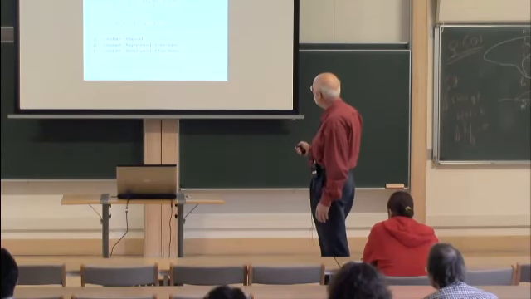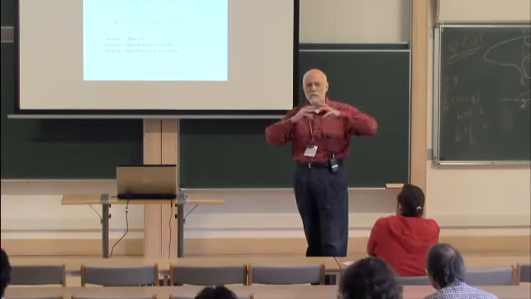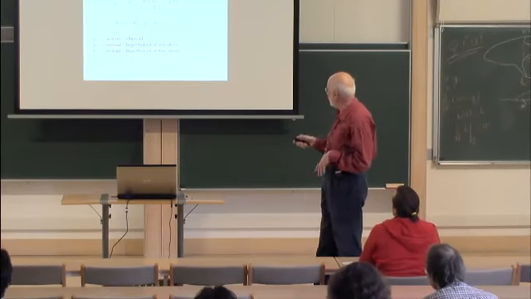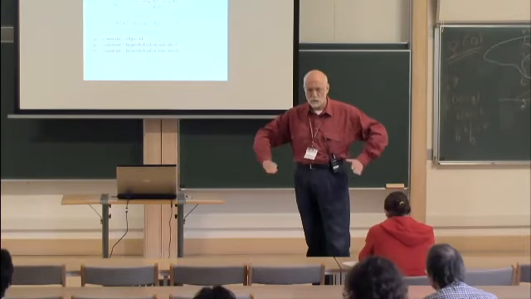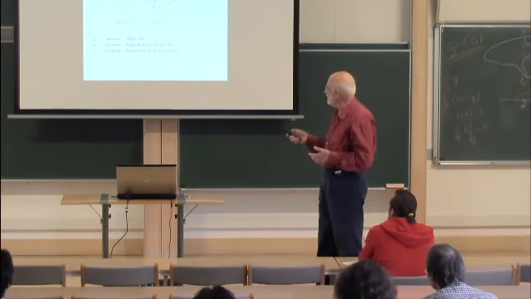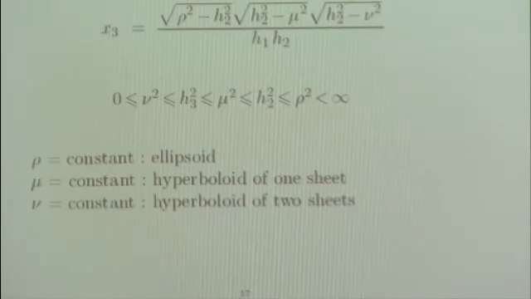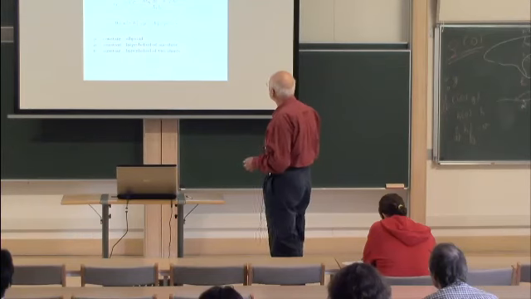Forget it. Just go down here. There are 3 variables, the rho, the mu, and the nu variable. Think of the rho variable as the radial one that identifies the family of confocal ellipsoids. The other 2 identify a family of hyperboloids of 1 sheet and hyperboloids of 2 sheets. Think of the mu and the nu as the theta and phi for the sphere that identify a point on the ellipsoid. Okay, so these are the tangential ones.